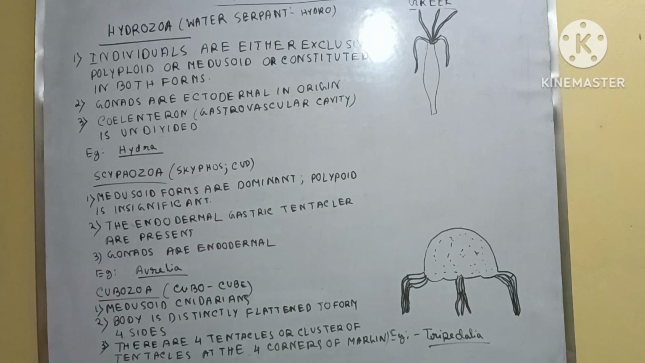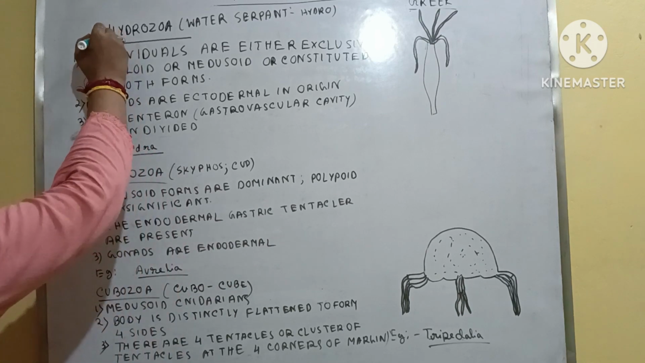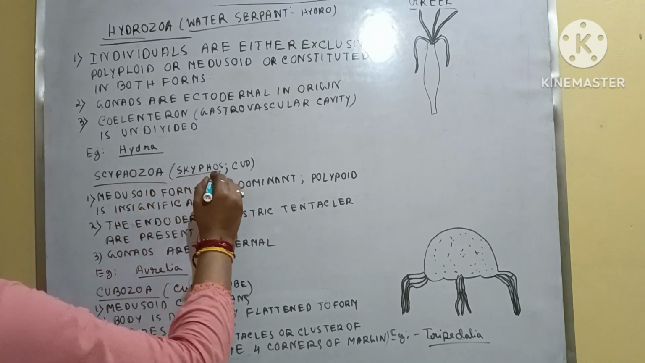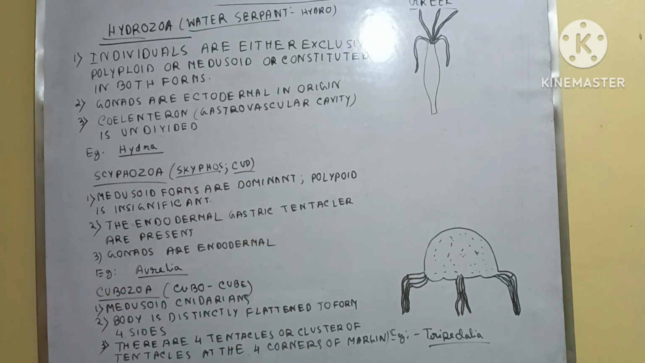So here, Hydrozoa: hydro means water serpent. Scyphozoa: skyphos means cup. And Cubozoa: cubo means cube shape.